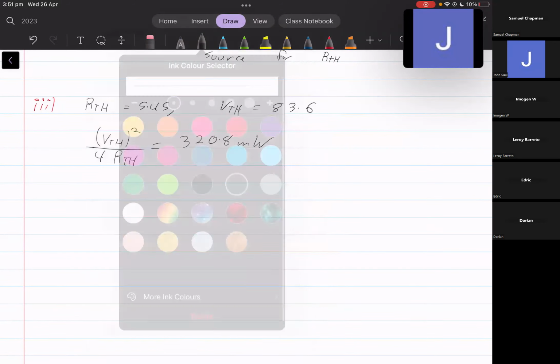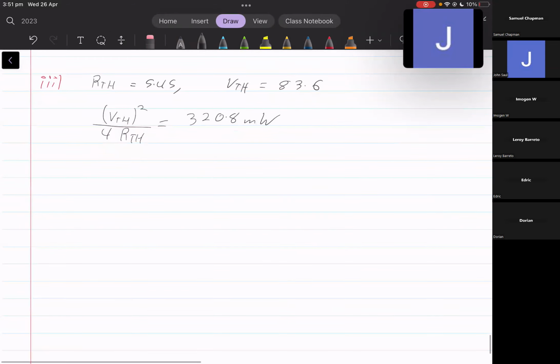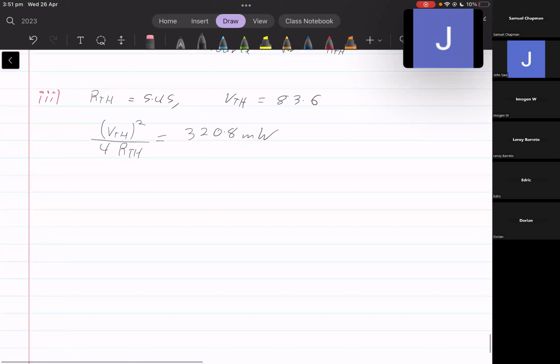If you ever aren't sure about this formula, you just work out the voltage across it. So we know that the V load will be equal to V Thevenin on 2. Then if you just use the standard formula, V squared on R, that gives you V Thevenin squared on 4 R Thevenin, which is where that comes from.